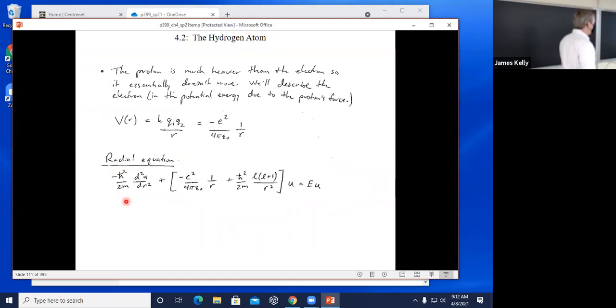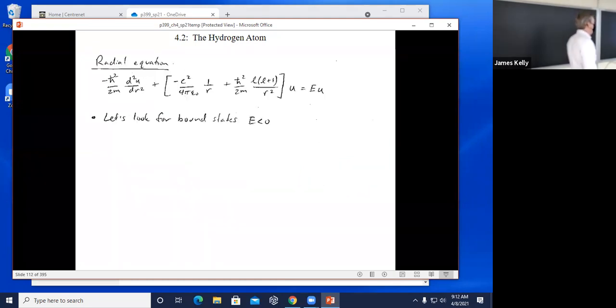We're just going to think of it as a differential equation, kind of a monstrous differential equation, and we've got to solve it now.